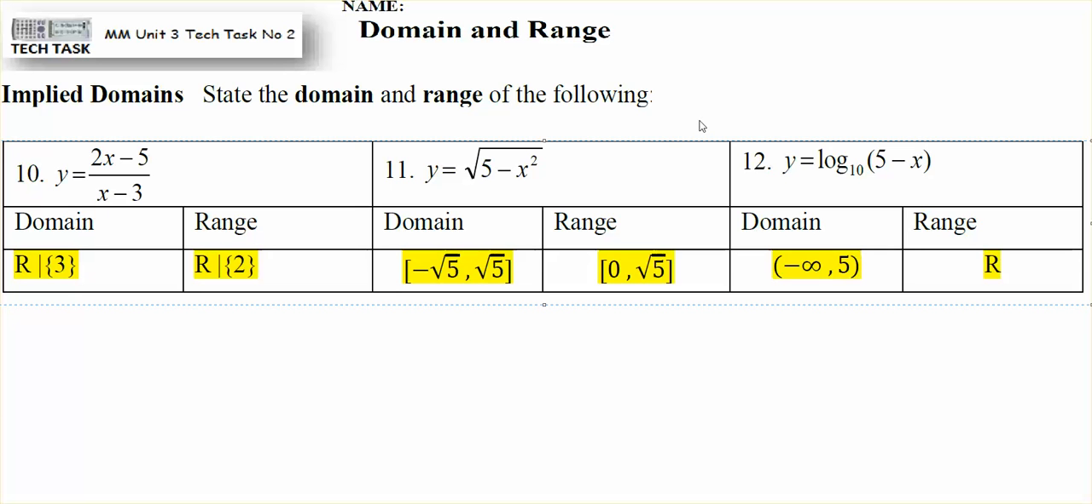This is for Year 12 Methods. It's Tech Task 2, finding domains and ranges of questions 10, 11 and 12.